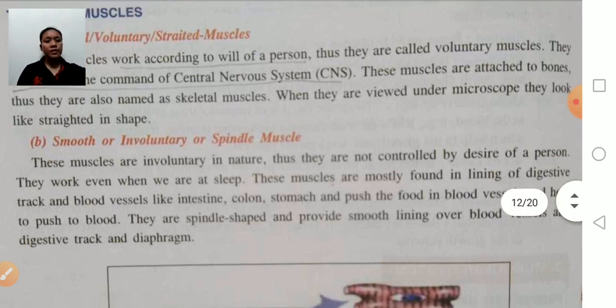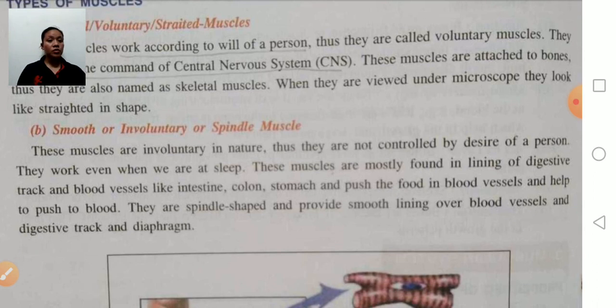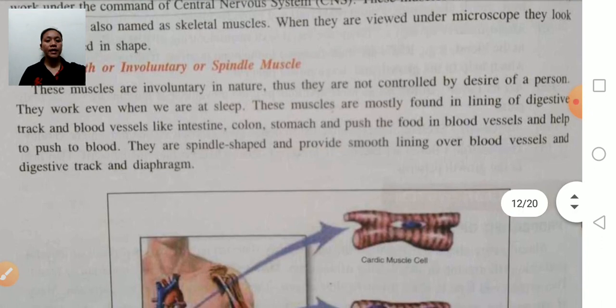Smooth or involuntary or spindle muscle. These muscles are involuntary in nature. They are not controlled by the desire of a person. They work even when we are asleep. We can't control these muscles. These muscles are mostly found in the lining of the digestive tract and blood vessels, like the intestines, colon and stomach, and they push the food along and help to push the blood. They are spindle shaped and provide a smooth lining over the blood vessels, digestive tract and diaphragm.